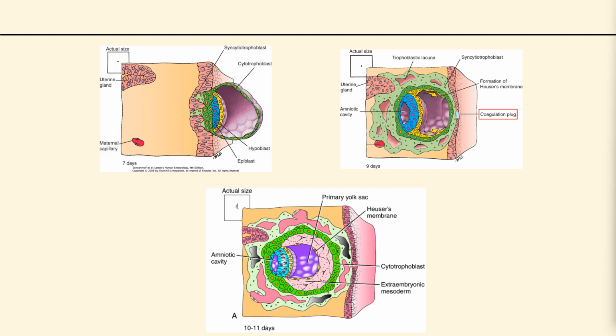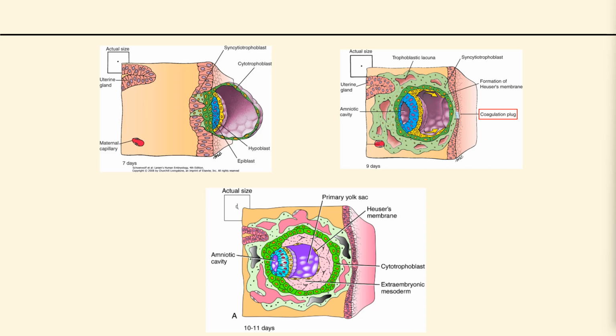At this point, we don't have a circulation in the embryo, so instead, simple diffusion allows nutrients and oxygen to make its way from these lacunae to the developing cells. We are also able to get substances from the enlarged uterine glands by simple diffusion.